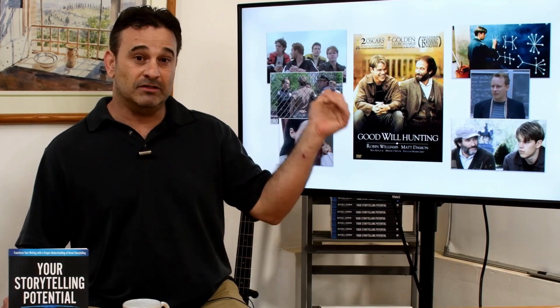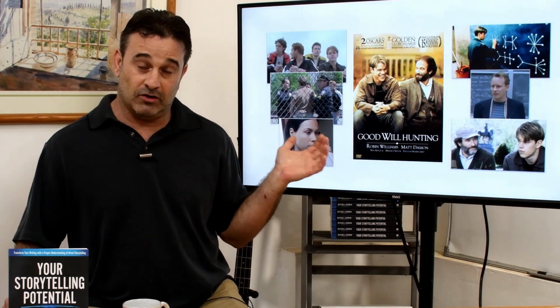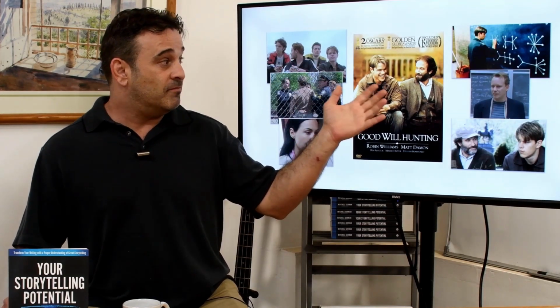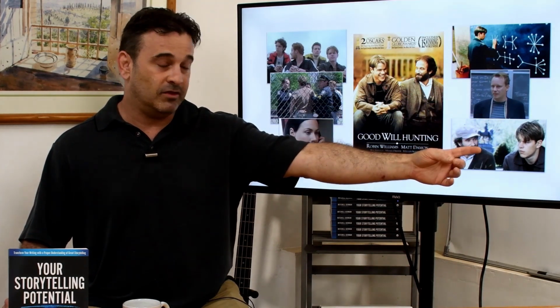So the first thing we're going to do in this video is look at how these plots all come together and get a better understanding of how to use subplots within stories, including your own stories. In the second part of this series, we're going to explore the thematic ideas at play. Because there are relationships between the main character and his buddies, the main character and Minnie Driver, whose character's name is Skylar, the main character and what's going on at MIT and the professor, and then the main character and the character Sean.